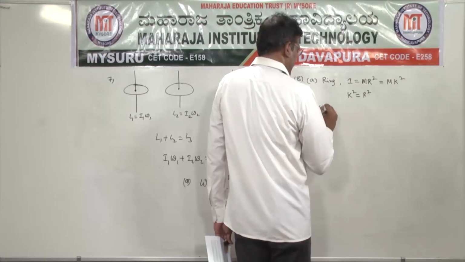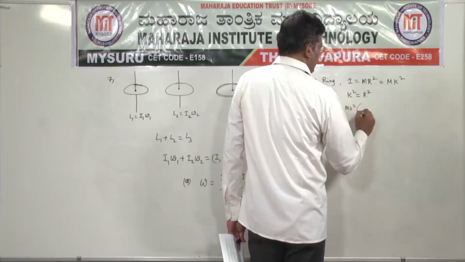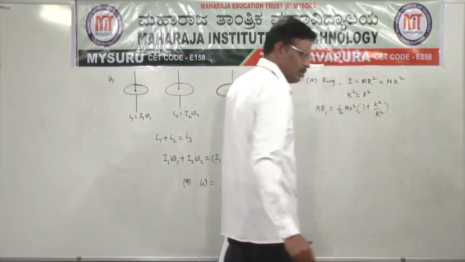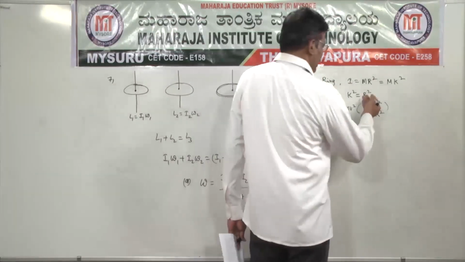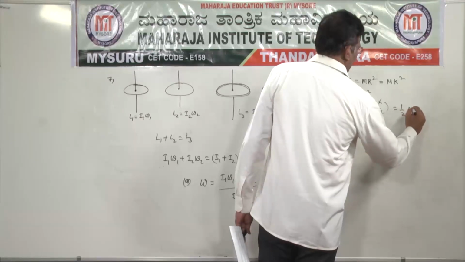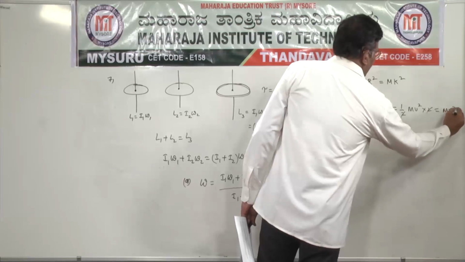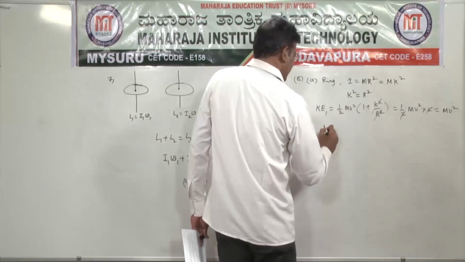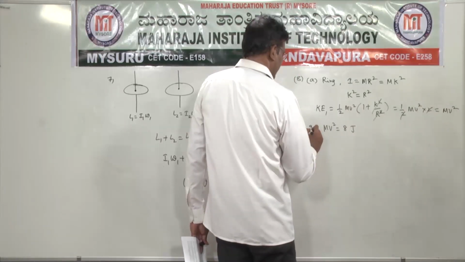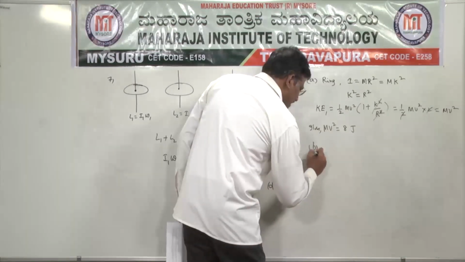So therefore KE1 for the ring is half mv square into 1 plus k square by r square, for rolling motion. Here k square and r square cancel, so 1 plus 1 is 2, that is equal to 1 by 2 mv square into 2, the 2s cancel, so mv square. This mv square is given in the question as 8 joules. KE is given in the question. Now for the disc.